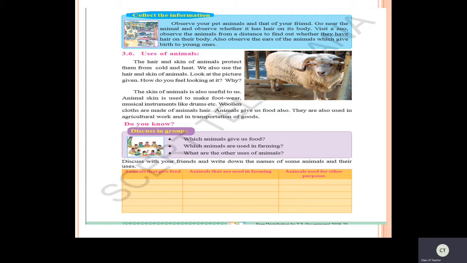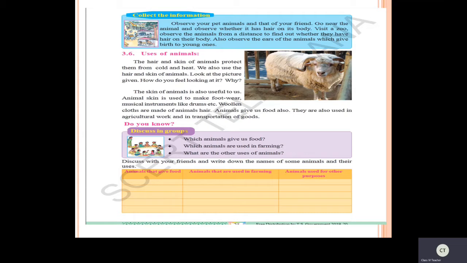Okay. Now let us move on to the next topic, that is uses of animals. You know very well about the uses of animals. In your first and second standard and also in third standard you have learned about uses of animals. Let us recall that topic. The hair and skin of animals protect them from cold and heat. So why is skin present on the animal's body, children? Yes, to protect their body from cold and heat. Yes, skin is helpful for protection.